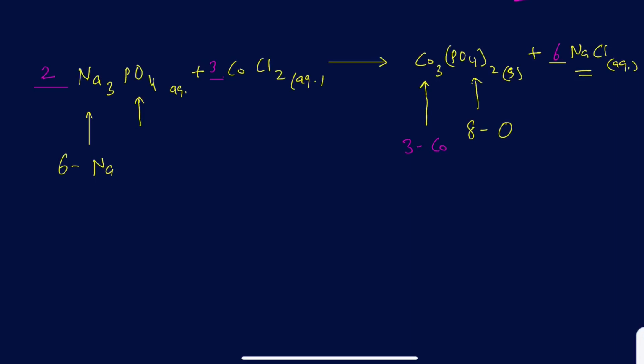Now let's worry about the chlorine as well. You have to make sure you check every single element for balancing. The chlorine here, I have CoCl2, but there's a 3 in front of it, so that's going to be 6 chlorine atoms. On the product side, there is a 6 in front of NaCl, so that makes it 6 chlorine atoms as well. All right, so that's your balanced equation. Everything is balanced in this case.